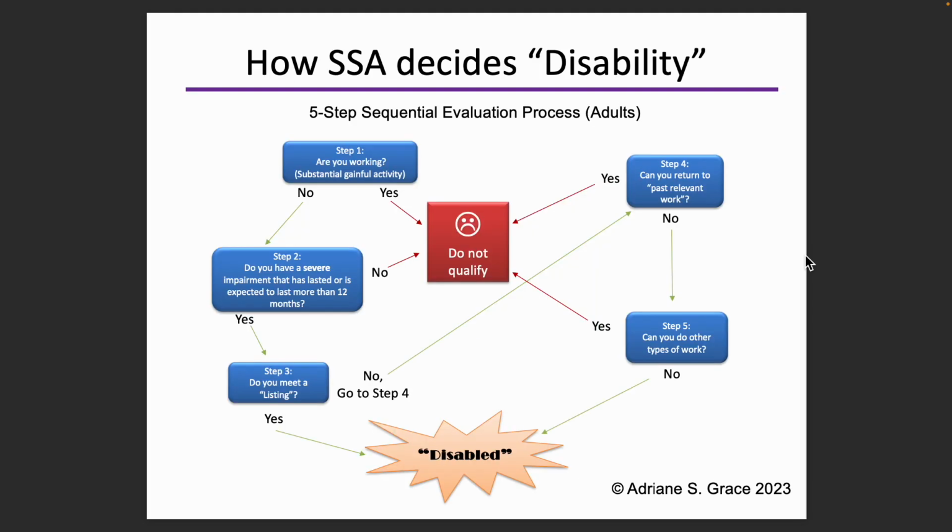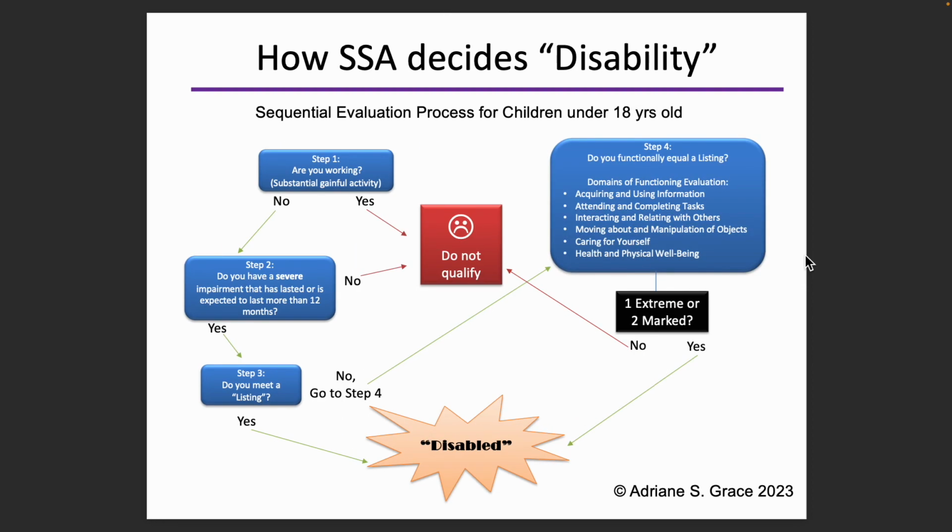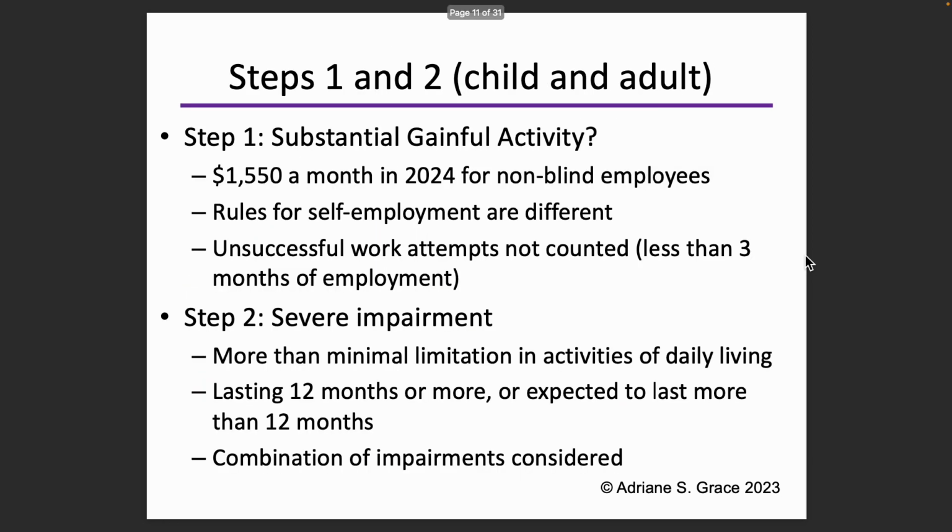Go really fast, like this one, don't study it too hard. Next one. Y'all won't need to know about the sequential evaluation process too much, but if you have questions, feel free to email me. I'll just say really quick, it's a 5-step process, but most of your children are going to get paid at step 3.